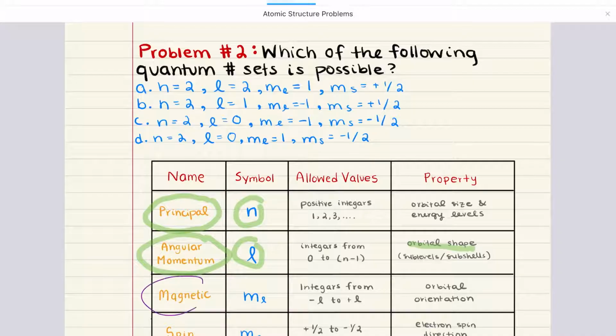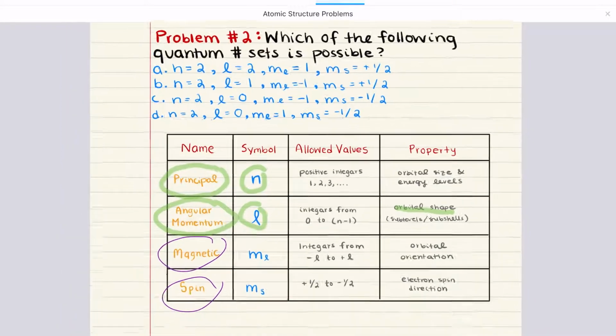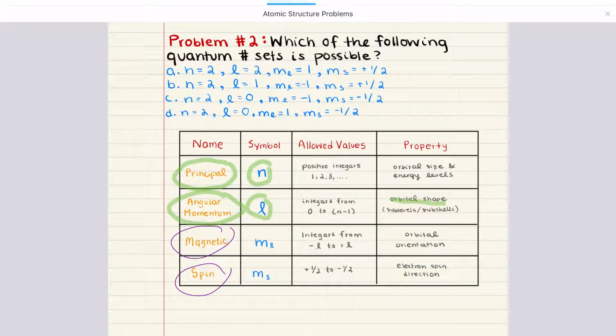Then we have our magnetic quantum number. This describes the orientation of the orbital in space, and its values range from -l to positive l for each value of l. And then last, we have our spin quantum number. This describes the spin of the electron. It can only have 2 possible values, +1/2 or -1/2. Now, to determine whether a set of quantum numbers is possible, we have to check if the values of n, l, ml, and ms are consistent with the rules above. So we're going to go through each one by one and see if each quantum number set given by the answer choices makes sense or not.